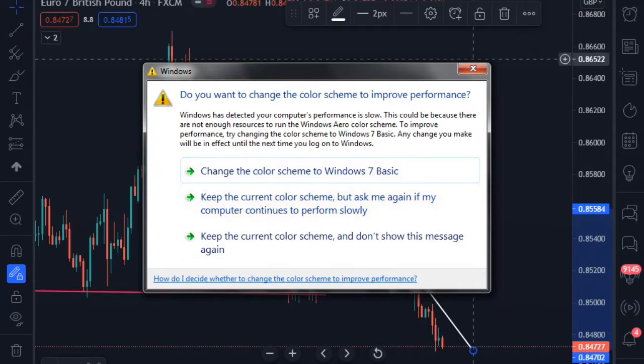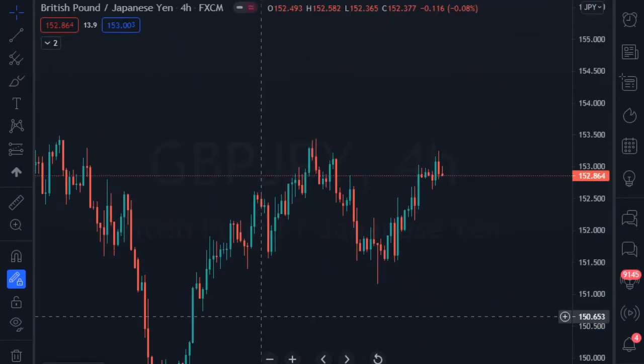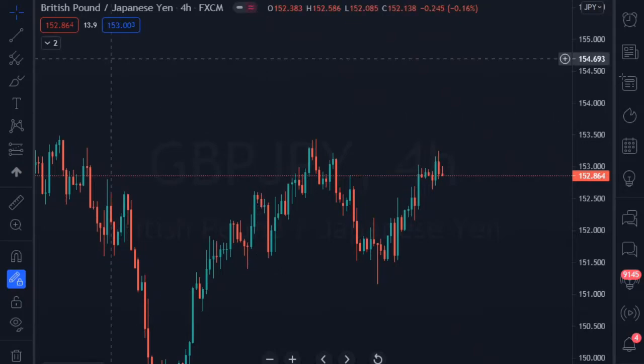So let's move on to the next pair, EURJPY. As you can see, we are on the 4H, and we're going to do the analysis of everything here.